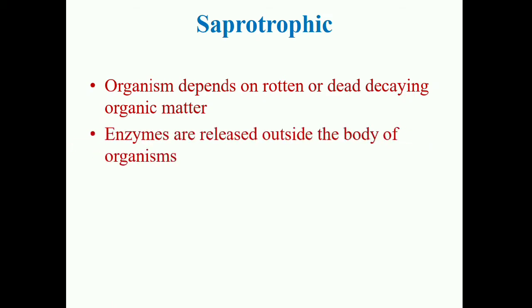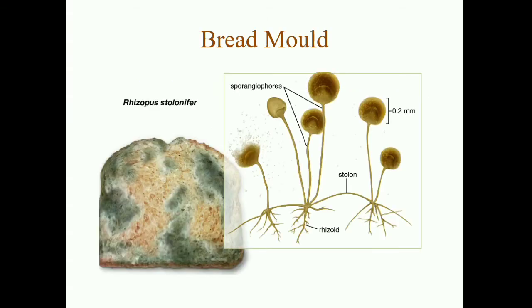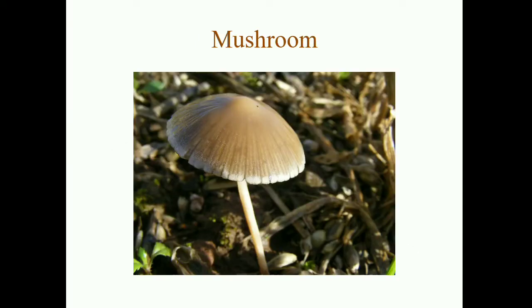In fact, they release their enzymes outside their bodies. They release enzymes to break down the organic matter outside their bodies, and they absorb it in the simple form. Very common examples are fungi like bread molds, mushrooms, and bacteria in nature. They all are saprotrophic.